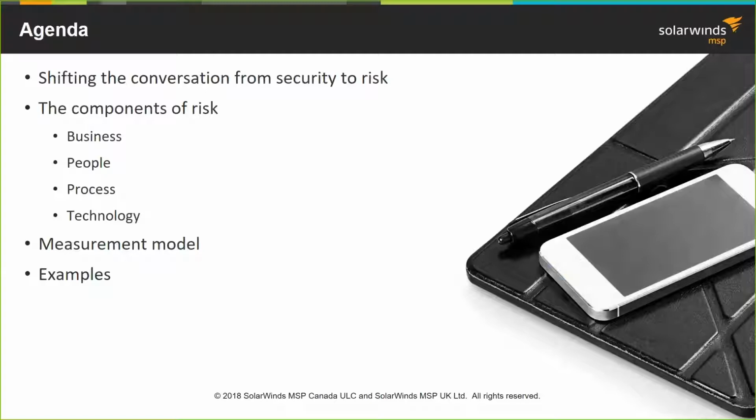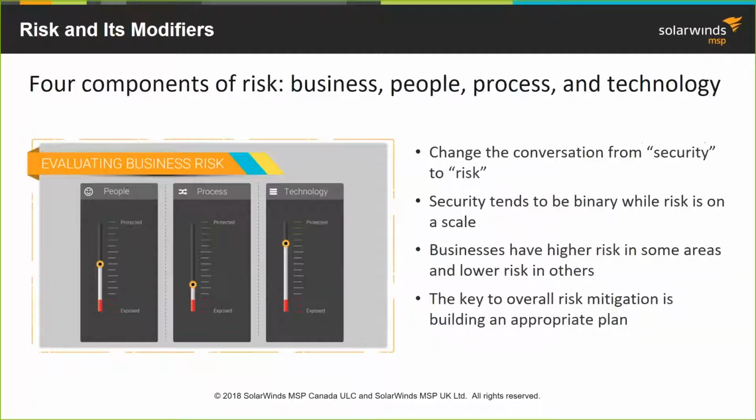So, why risk? Really, there's four components to risk, right? There's a risk that the business faces, and that's really a constant, right? And you have to think about what that business risk is, and then essentially you're going to apply modifiers to that risk for what people you have in place, what processes you have in place, what technology you have in place. We're going to cover all of these in the coming slides. But one of the things to think about is, why are we doing risk? Why not just talk about security?